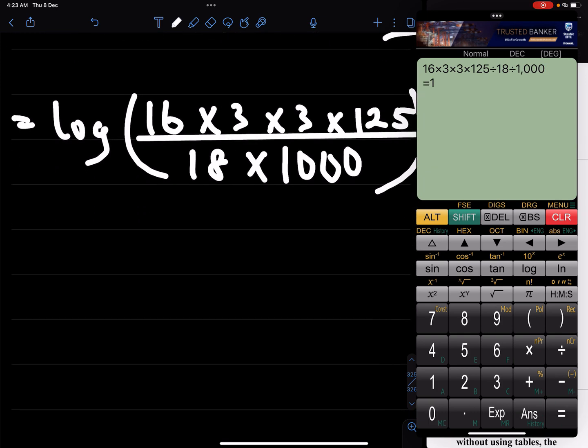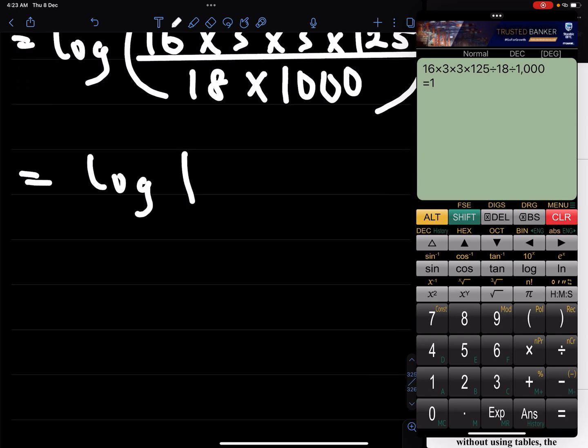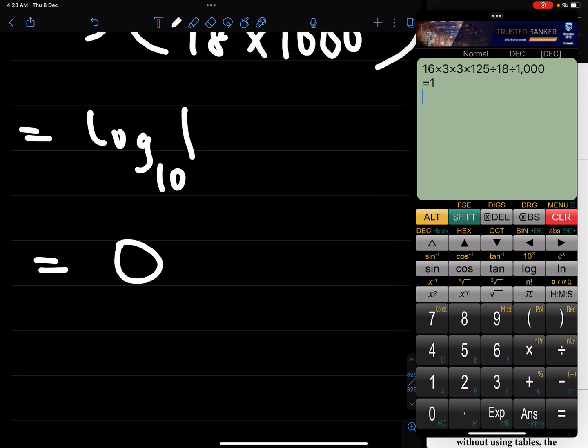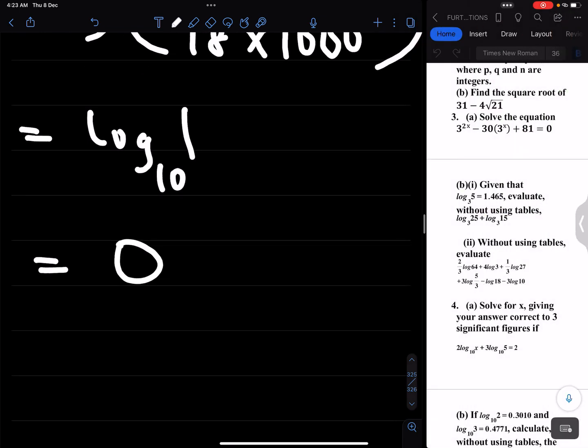So that's simply log 1, and log 1 to any base is 0 because the base is 10. Of course, we know that. So that's equal to 0. The log of 1 to any base is 0, and the final answer is 0. That's it. Very simply.